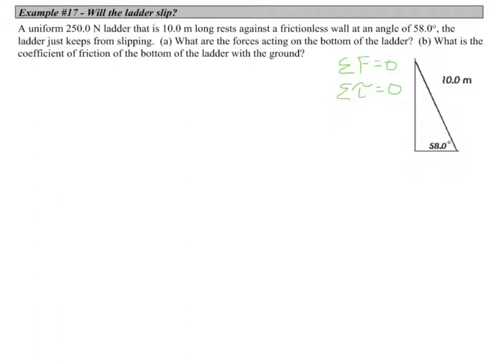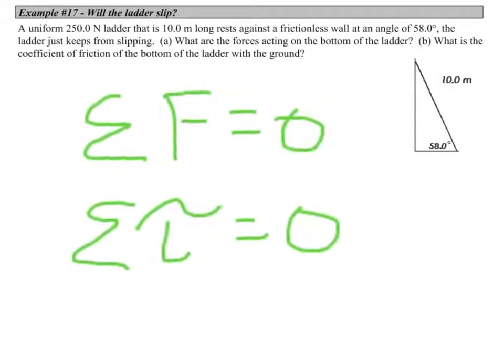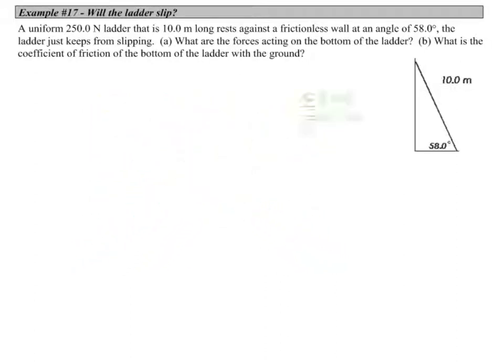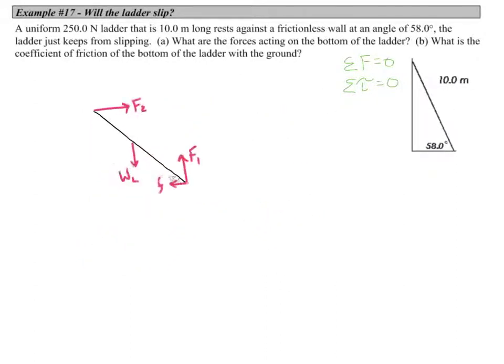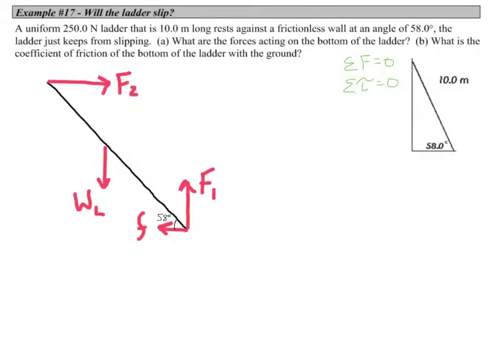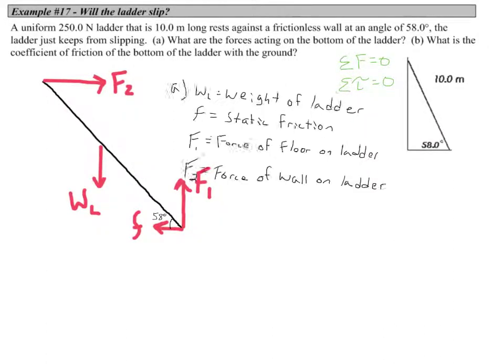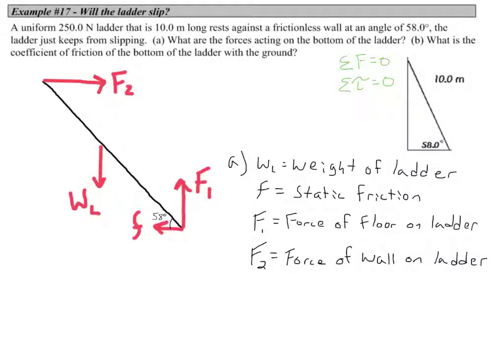In order for this to be in static equilibrium, of course, we know that our net force and our net torque must both be 0. So we're going to start by drawing an elongated free body diagram showing the ladder and all of the forces acting on the ladder. Here we show the weight of the ladder as WL. We have the friction force acting at the bottom of the ladder. We have F1, which is the force of the floor on the ladder, and F2, which is the force of the wall on the ladder. Now both F1 and F2 are normal forces from the surfaces that contact the ladder. We're just calling them F1 and F2 for simplicity right now.